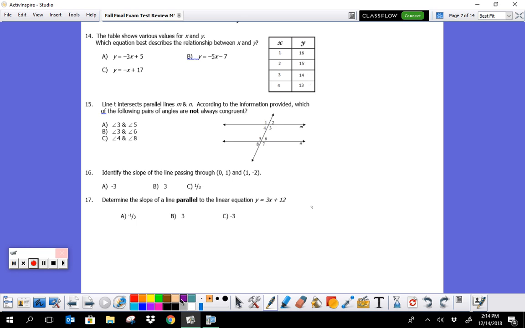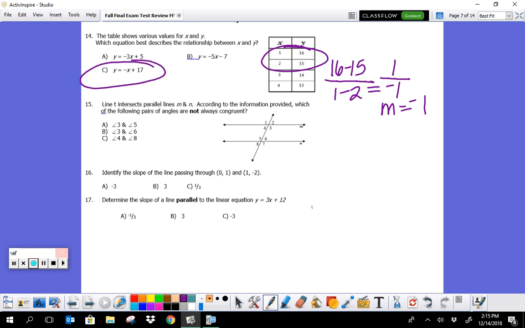But for an equation, we need a slope. So what I'm going to do is pick 2 points, and I'm going to get the slope of those. So I'm going to do change in y, so that's 16 minus 15 over 1 minus 2. This is the y2 minus y1 over x2 minus x1 formula. So 16 minus 15 is 1. 1 minus 2 is negative 1. And 1 divided by negative 1 is negative 1. The only equation over here that has a negative slope is C.